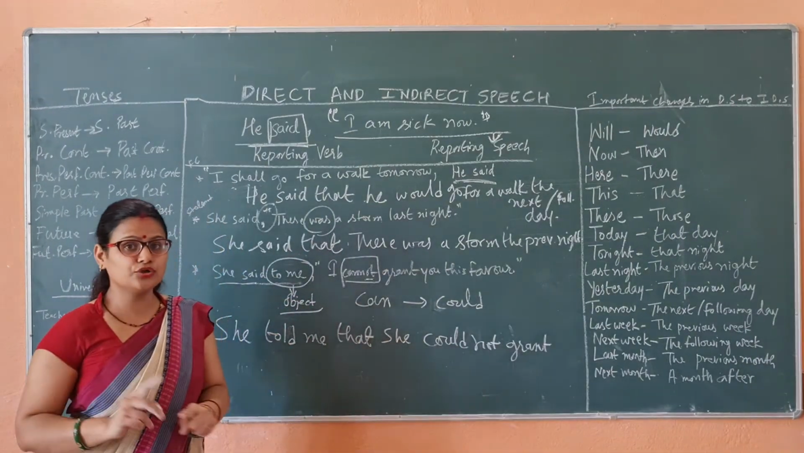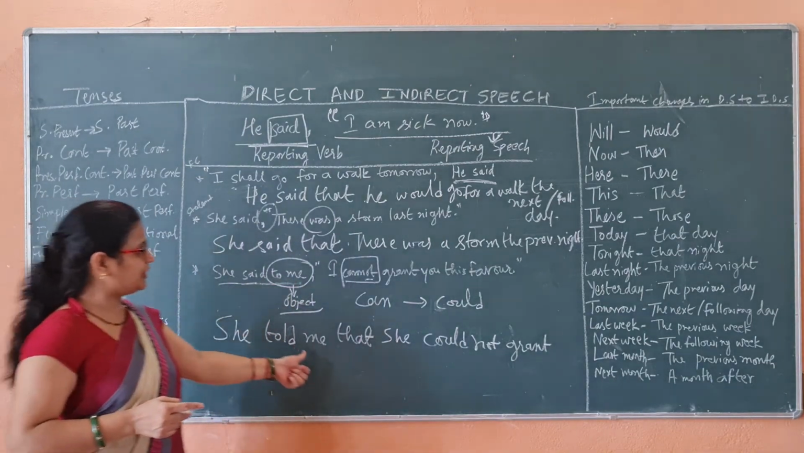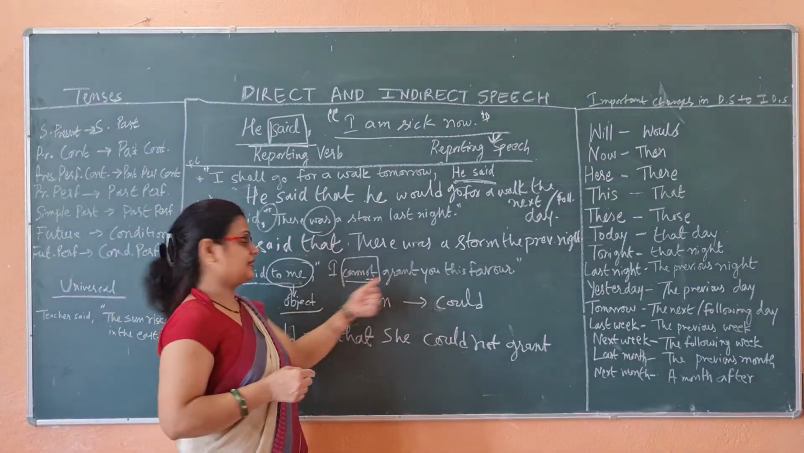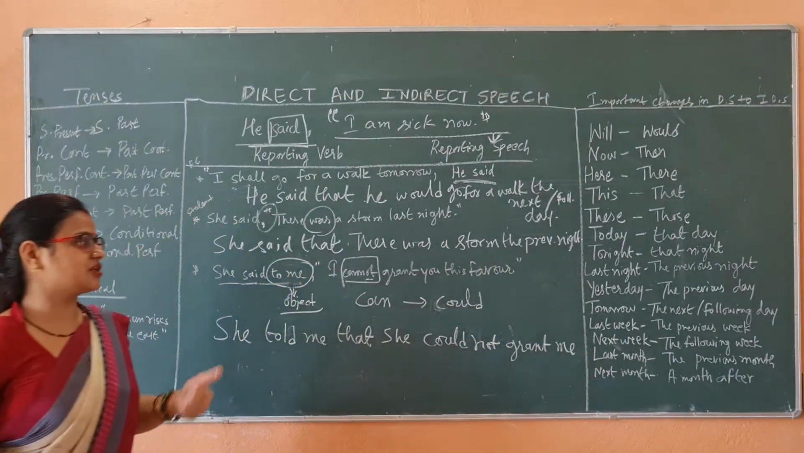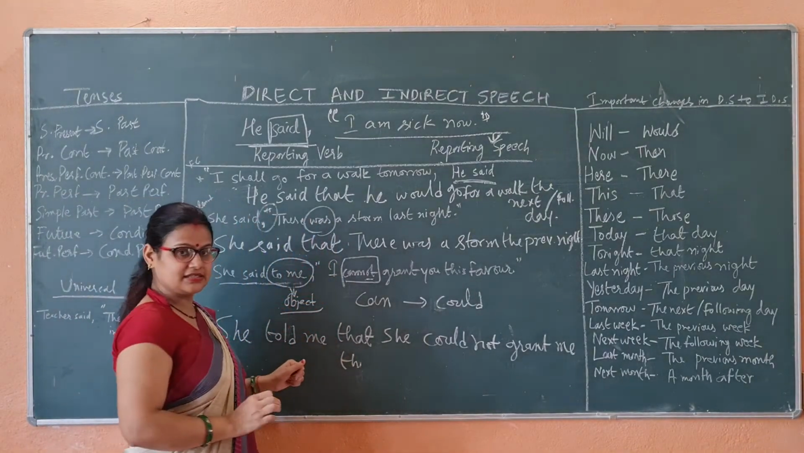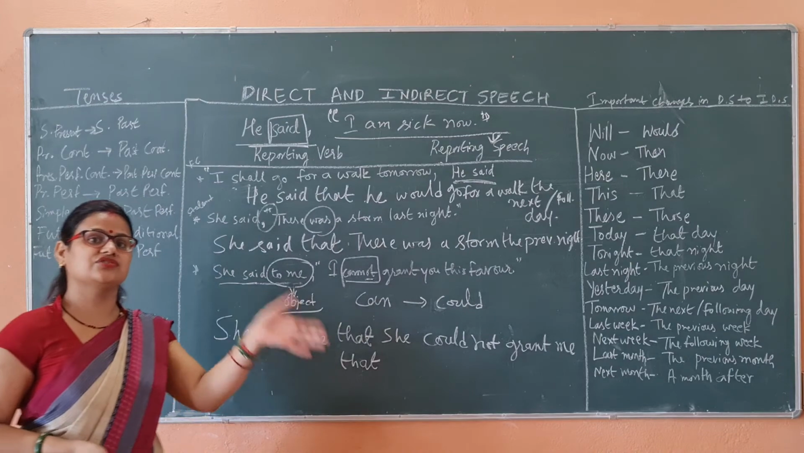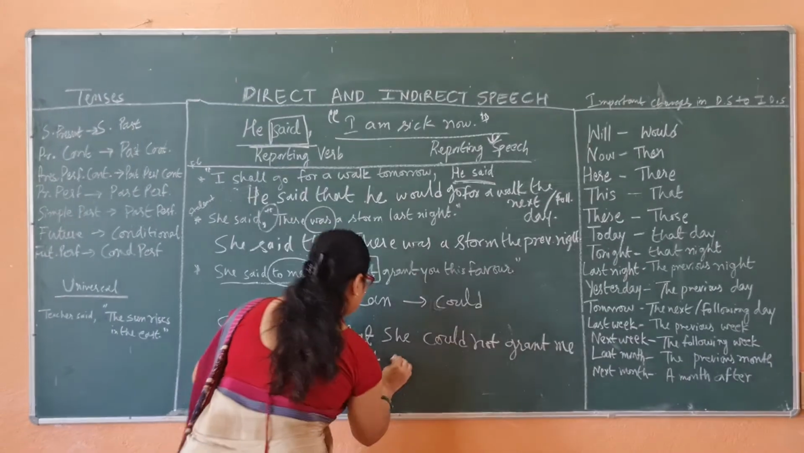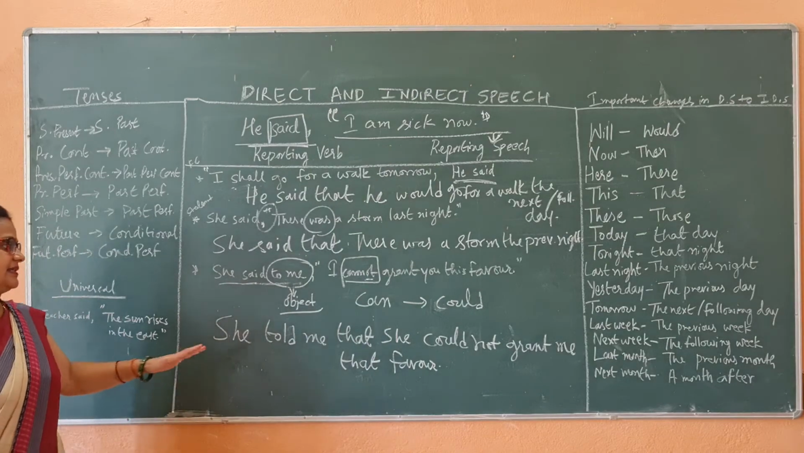But this sentence is nothing to do with you. This sentence is about me. Right? So she told me that she could not grant whom? Me. Because this sentence refers to me. She told me that she could not grant me this. So she told me that she could not grant me that favor. Here your indirect speech sentence is complete.